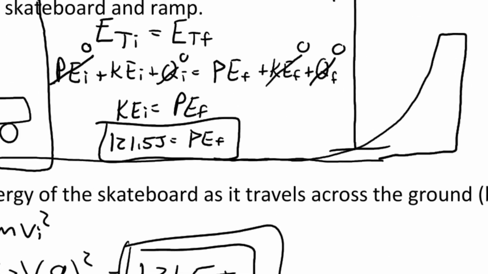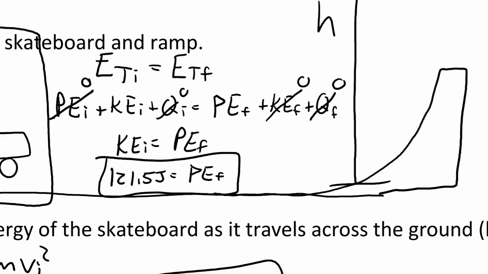some people like to write out this whole equation and analyze and see, okay, do I have potential energy in the beginning? No. Do I have kinetic? Yes. Do I have Q? No. And then at the end, I have just potential. So that means whatever I have in the beginning is equal to the potential energy at the end.